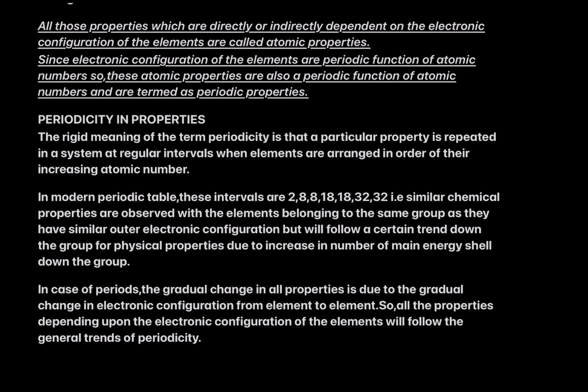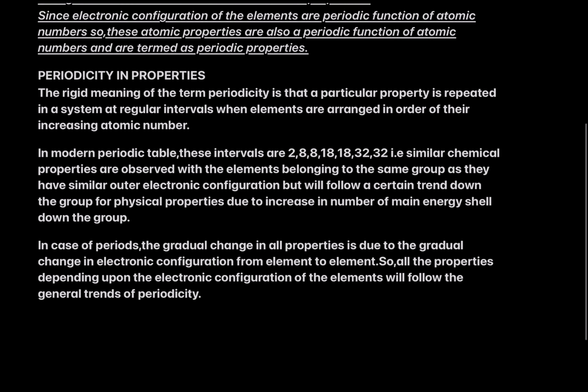So now let's study about the periodicity in the properties. The rigid meaning of the term periodicity is that a particular property is repeated in a system at regular intervals when the elements are arranged in order of their increasing atomic number only. That is, when the atomic numbers of the elements are in increasing order, then the properties repeat themselves after certain regular intervals. That's why it is called periodicity in properties.